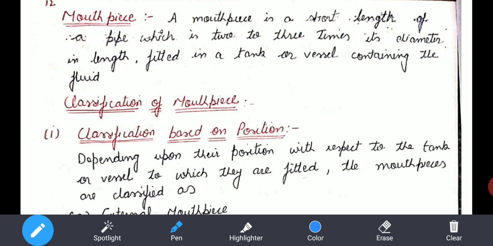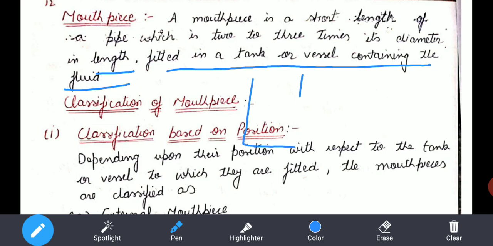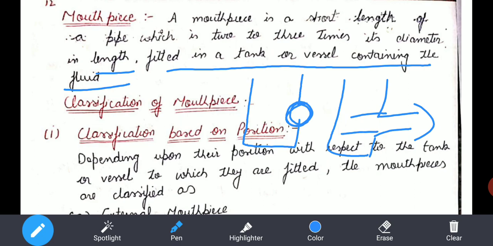See here again. A mouthpiece is a short length of a pipe, which is 2 to 3 times its diameter in length, and fitted in a tank or a vessel containing the fluid. In an orifice, in a tank, a small hole is provided. Okay, then it is called an orifice. But in place of this hole, if we provide a pipe here, like this pipe, which may be outwards or which may be inwards, then this type of assembly is called a mouthpiece.